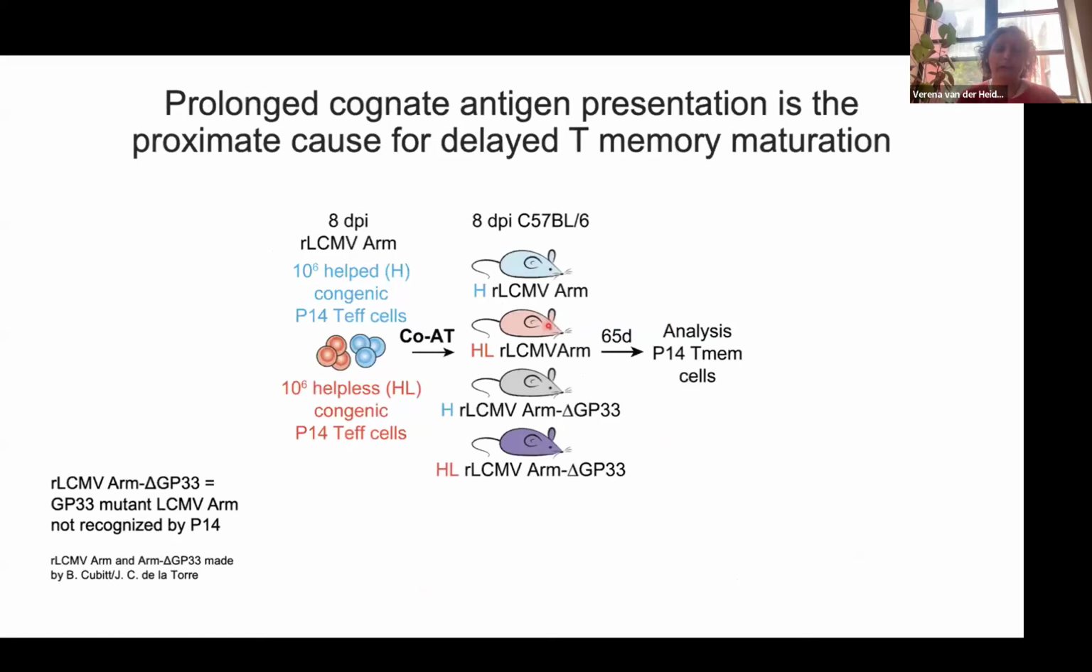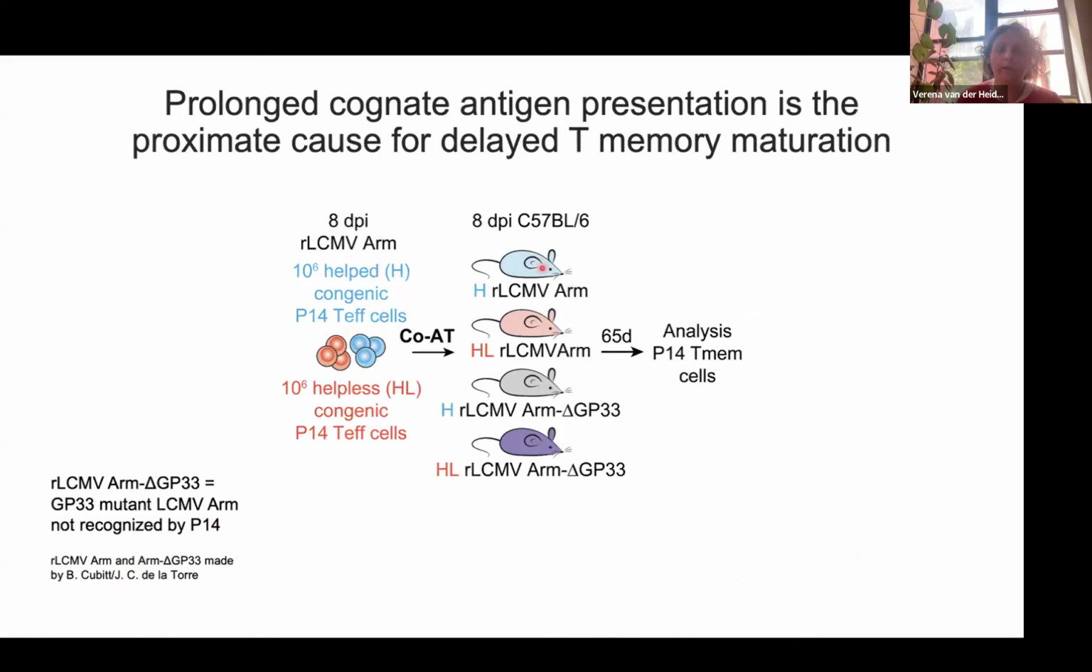So to test if this is really antigen related, we made use of a virus that was made by Juan Carlos de la Torre and Beatriz Kubit. Basically this virus is a recombinant Armstrong strain that does express GP33, but in a mutated version so that the P14s cannot recognize it. And then we did co-transfer experiments where we took effector cells from help or helpless mice and we mixed them together at an equal ratio.